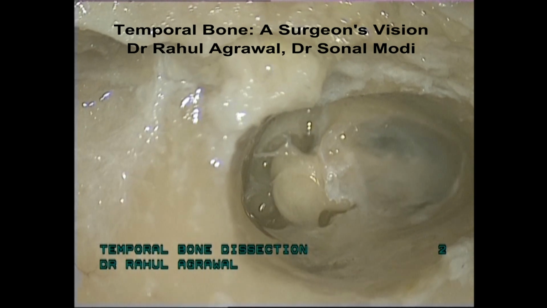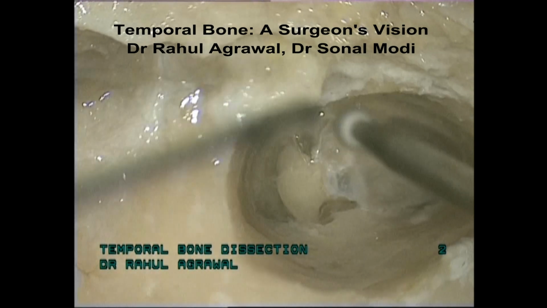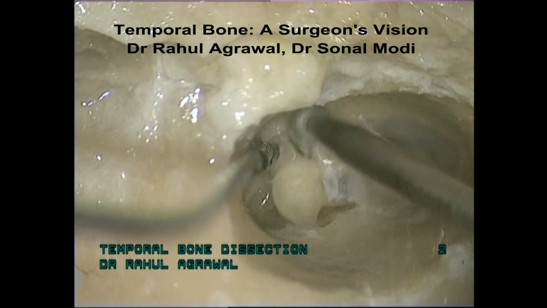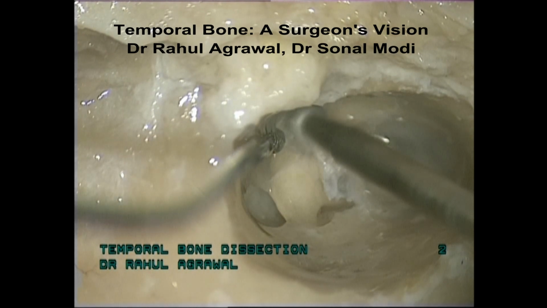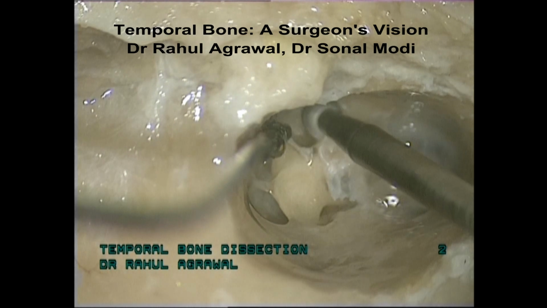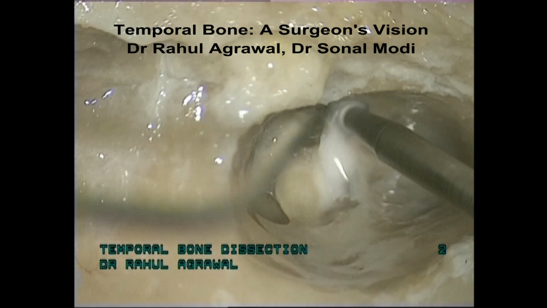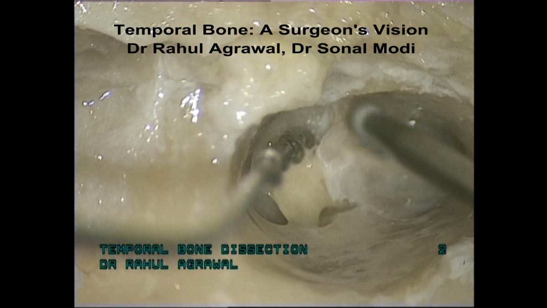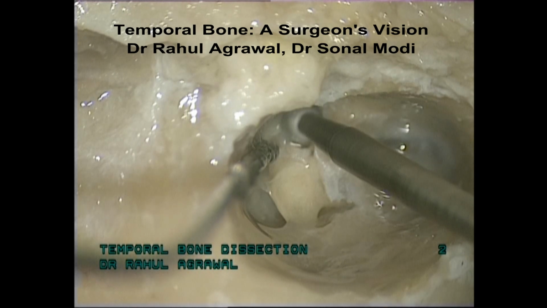Now we will continue our dissection. There is still a bony overhang up at the anterior end of the attic. So we'll remove that bony overhang so that we can visualize the anterior attic completely. Then we'll go posteriorly and expose the antrum.